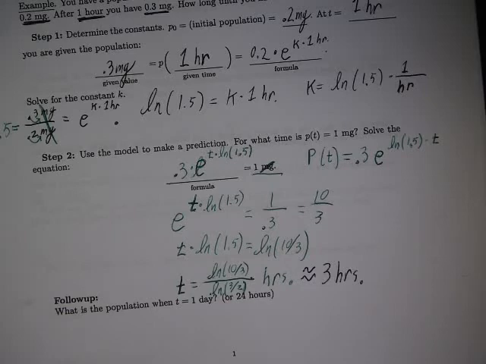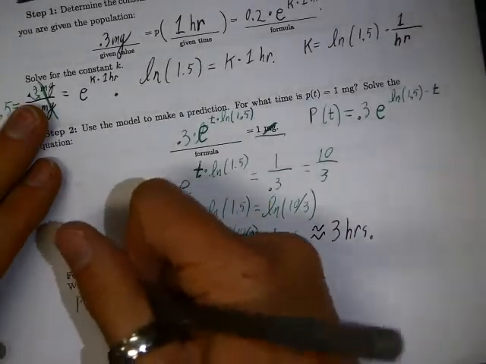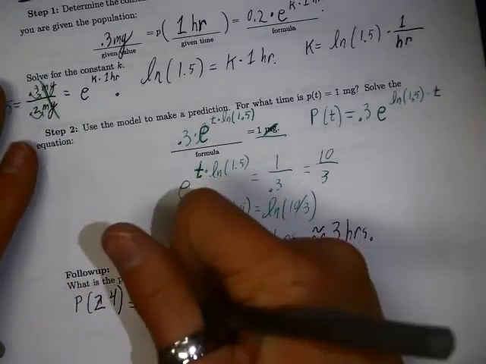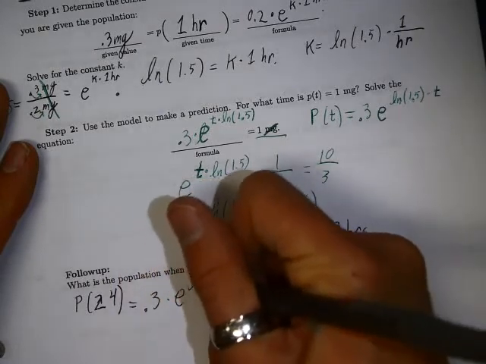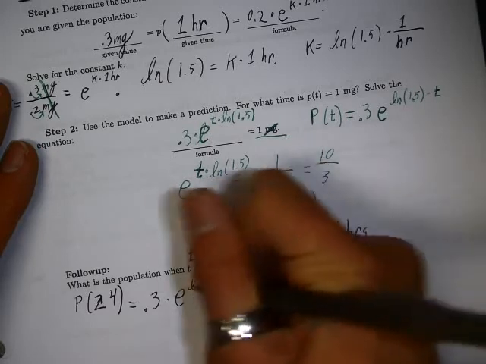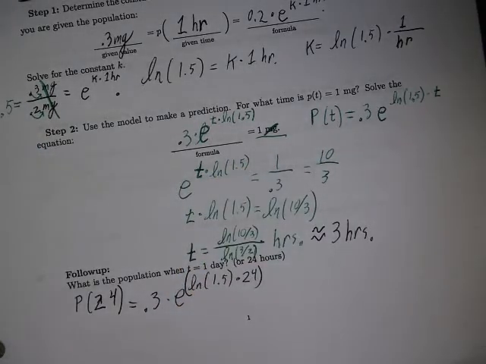Substitute 24 for t. Yeah, 24 hours is time. This one gives you the time and just asks you for the population. So substitute it in the given information, figure out what the population is. So I want to know what the population is at time equals 24 hours. And we have a formula, right? It'll be 0.3 times e to the ln of 1.5 multiplied by 24. In some sense, that just is what it is. There's no simplification that you can do.